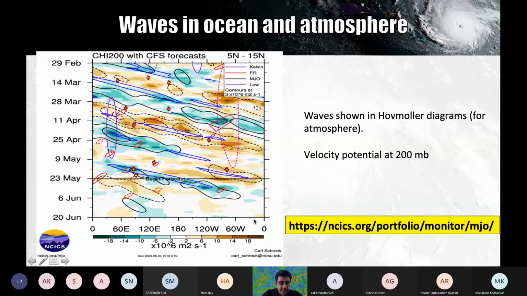And this is again the same Hovmöller diagram which I am showing for a period of around 6 months. Okay, so this is the hindcast, which is things which have already happened, and this is the forecast. This is the forecasted data. So it tells me whether the MJO is going to move into the basin or not. Black indicates MJO, red represents the Rossby wave, and blue represents the Kelvin wave.